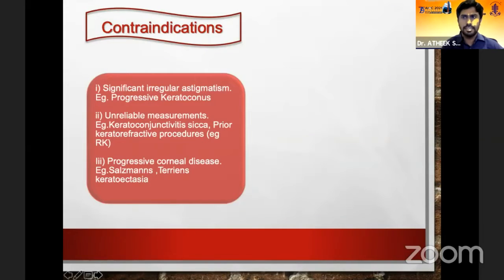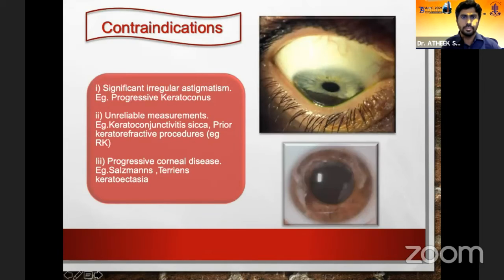Contraindications include patients where we have irregular corneal astigmatism, or patients with whom the astigmatism keeps changing and is not stable. Unreliable measurements with regards to dry eye and KC are conditions where it is a relative contraindication, but still we can consider having toric lenses with caution.